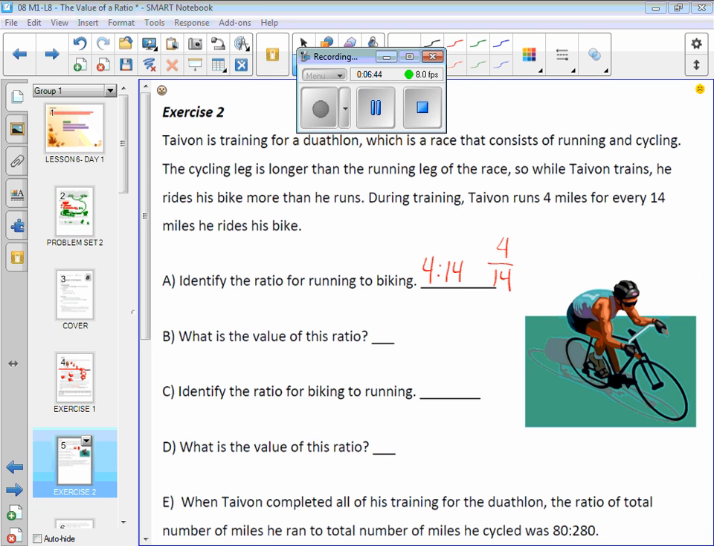Two will go into both. And when you do that, you get a value of 2 to 7. 2 to 7 is the value of that ratio, 4 to 14.